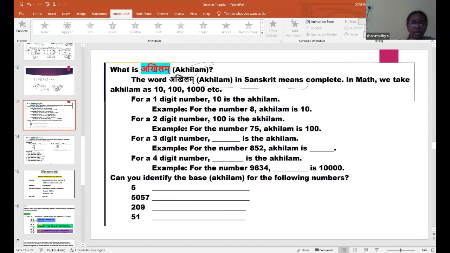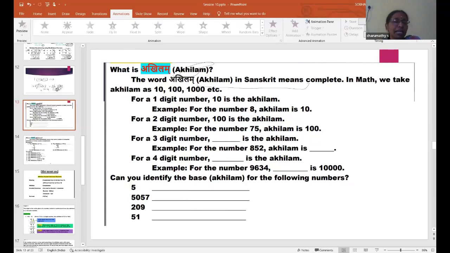Either your minuend or your sum is the smallest 2-digit number. And I showed only 2-digit. It can be extended to 3-digit, 4-digit, 5-digit also. So there, when I took 2-digit, 100 was the Aquilam. Aquilam in the sense, the complete number that I am going to consider is 100.